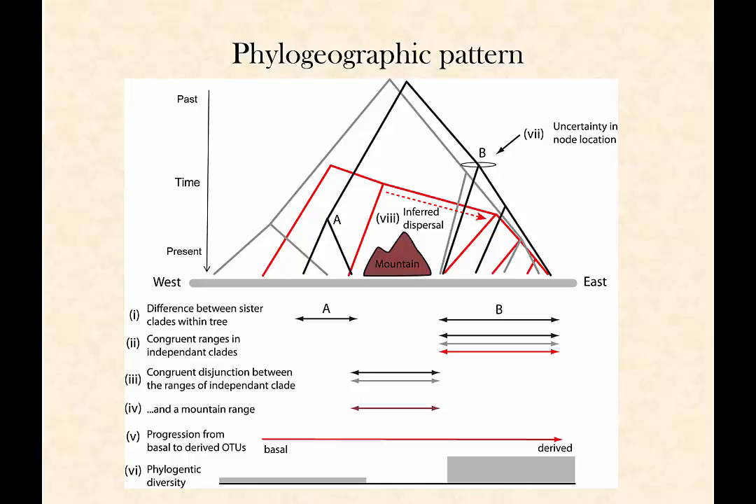We're looking for multiple trees of independent species showing the same type of pattern. We're looking for congruence between these major divisions. We're looking for things like that. Okay, that's the kind of pattern.